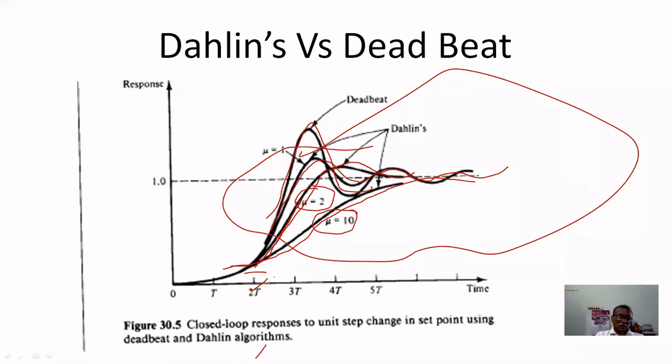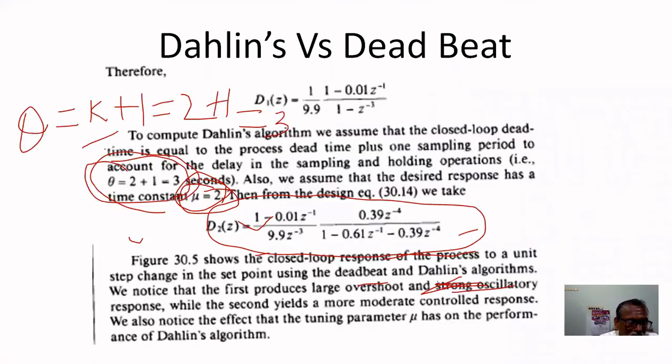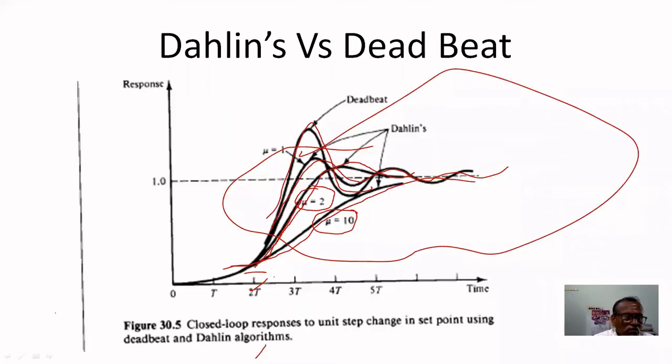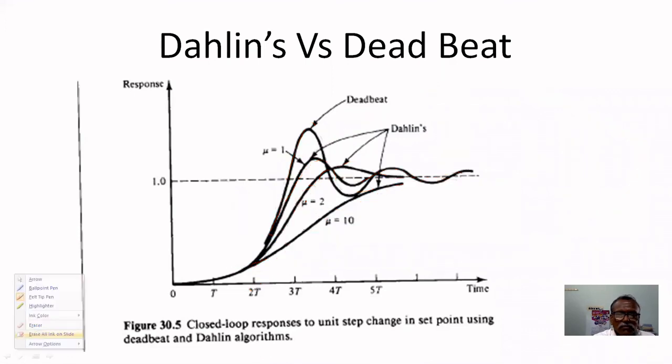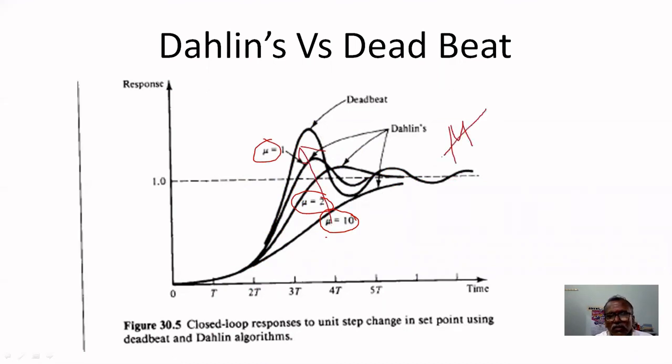If you further reduce it, you notice that the response is moving towards deadbeat as you decrease mu. Here mu equal to 10, here mu equal to 2, here mu equal to 1. So it approaches deadbeat as mu decreases. If you further decrease, it may be worse than deadbeat. So that is also there. So selection of mu should be judicious.